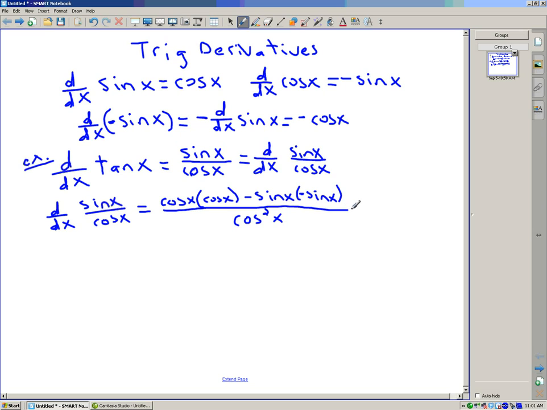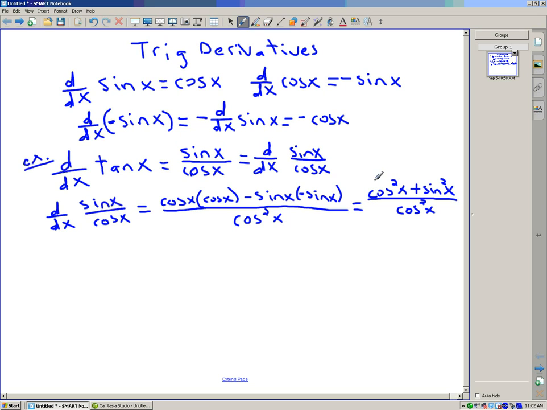So let's clean this up. In the top, I've got cosine times cosine, which we're going to write as cosine squared. And then I've got negative sine times negative sine, which is positive sine squared. And that's all over cosine squared. Now on the top I've got a Pythagorean identity: cosine squared plus sine squared. And of course nobody would cancel those cosine squareds because that would be silly. We can't do that because of that plus sign.